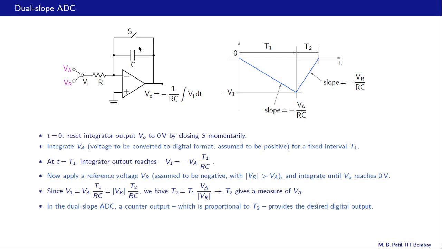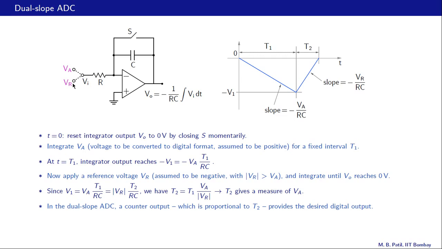When the switch is closed, VO is the same as V minus, which is the same as V plus, that is 0 volts. So when the switch is closed, VO is forced to become 0. The input voltage for the integrator, that is VI, is either VA, the input analog voltage, or it is a reference voltage VR. And there is a switch which connects these two nodes or these two nodes.